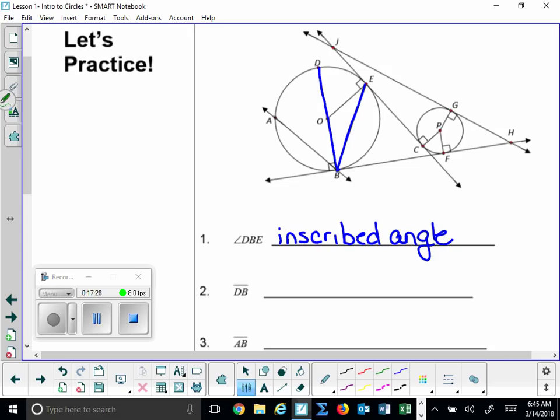Let's look at DB. Well, DB is already marked up here for me. D starts on the end of the circle, comes through the center, and ends on the other side of the circle. So that's a diameter.